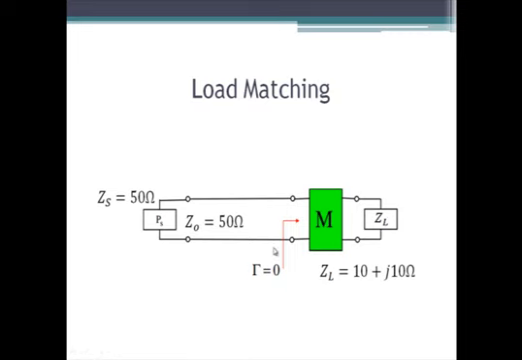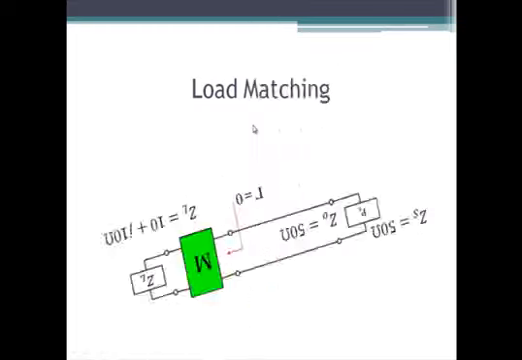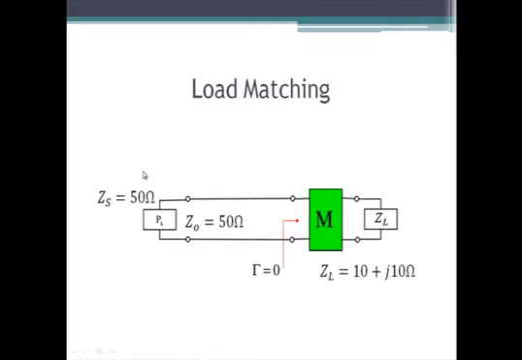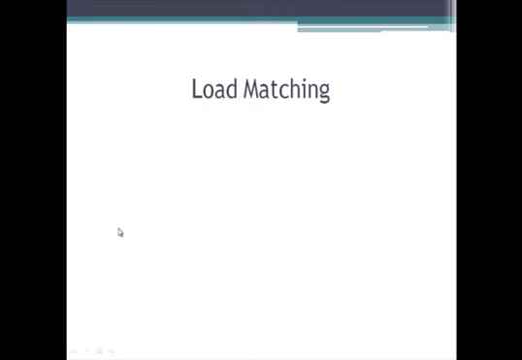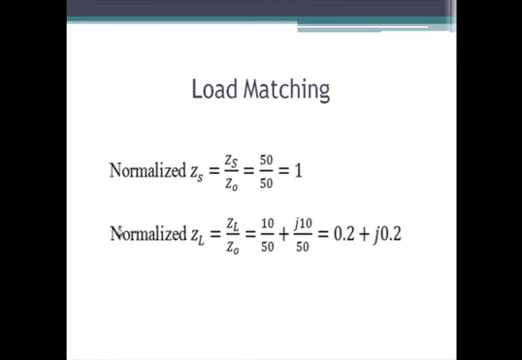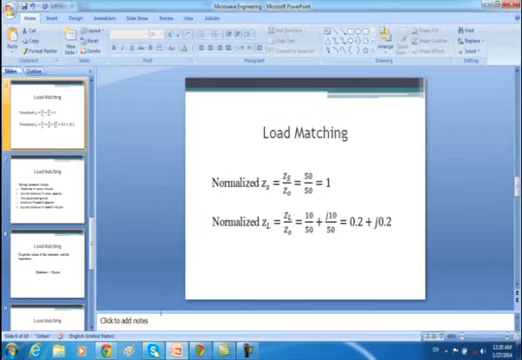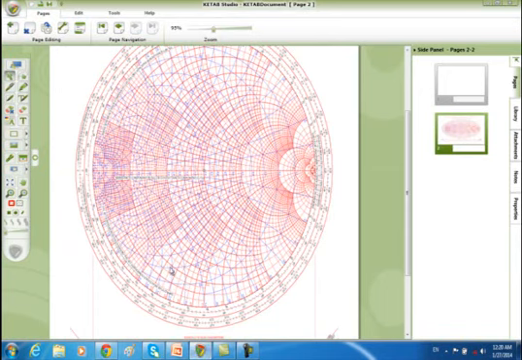To solve this example we need to use a program tool which is the GitHub program, and this program is made by students graduated from our university. At the beginning I will get the normalized value for the impedances for ZL and Zs, and to get the normalized value we need to divide by Z0, which is the 50 ohm. So normalized Zs will be equal to 1 and normalized ZL will be equal to 0.2 plus j0.2. Now we go to the GitHub program and import the Smith chart as we can see here.